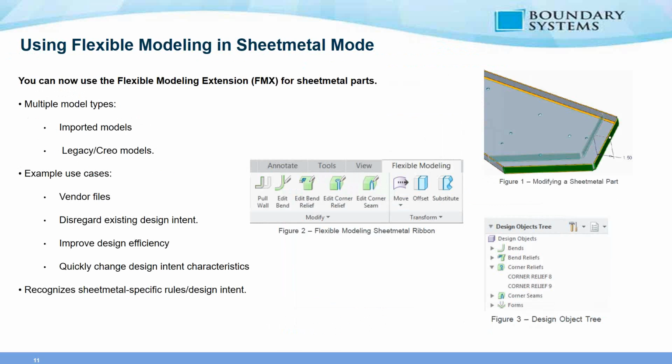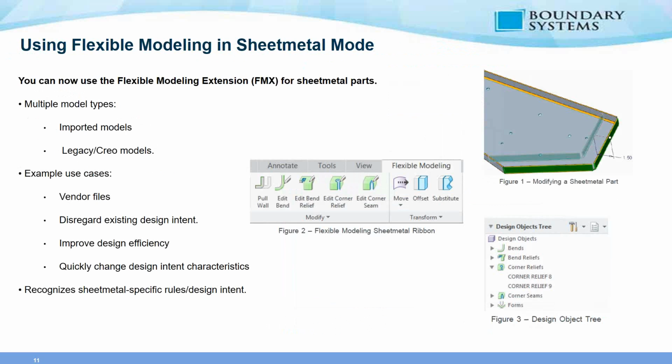So the other use case, just like in standard part mode, is that you can use flexible modeling for late stage design changes. So maybe the project is just about done and you need to tweak it a little bit to suffice the needs of your design intent. So rather than going back into the actual model and trying to figure out how the designer built up the model, you can just utilize flexible modeling to manipulate your design.